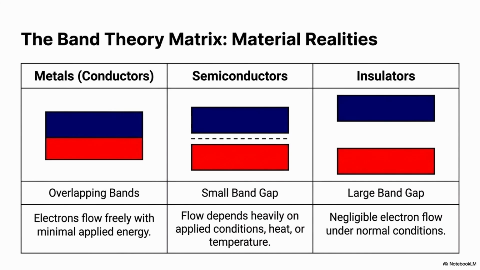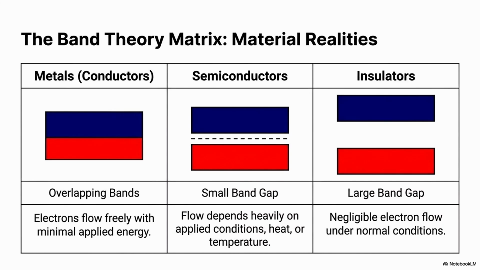Got it. Then, on the complete opposite end of the spectrum, you have insulators, like rubber or glass. Insulators have a massive band gap. The band gap. Yeah, there's a huge quantum chasm between where the electrons are trapped and the conduction band where they need to be to actually flow. Under normal conditions, they simply cannot cross it.